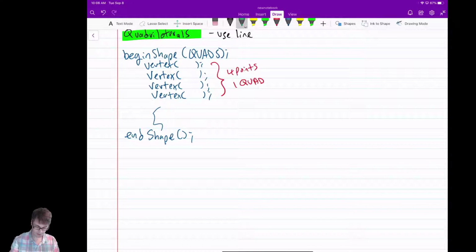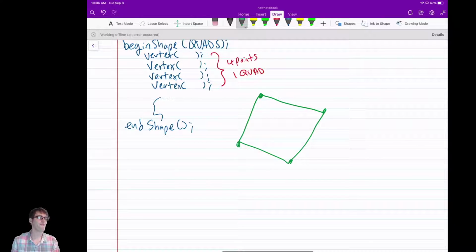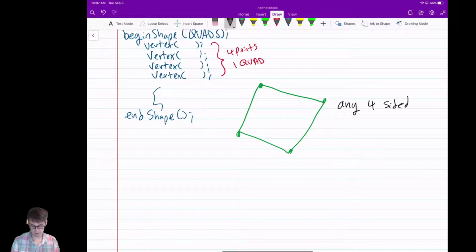So a quad is basically any four-sided shape. That's a quad. Whoa. Let's try that again. That's a quad. Okay. Any four-sided shape made of four vertices is a quad.